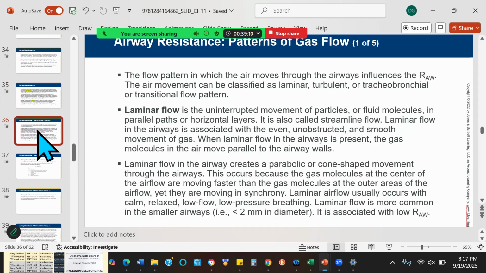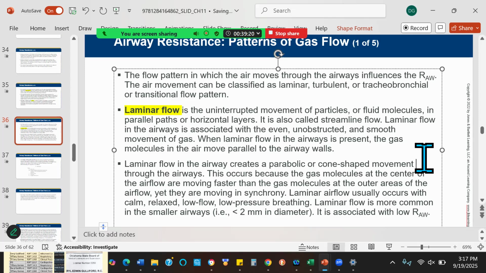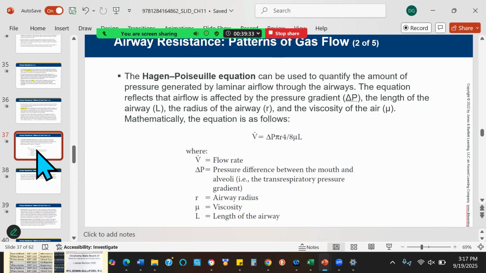This is the flow we talked about briefly before. Laminar is smooth flow, not interrupted, not turbulent. It's easy flow and easy for the patient to generate. It generates lower pressure levels because it is so laminar. Hagen-Poiseuille equation is used to quantify the amount of pressure generated by laminar flow. And there's the actual equation.